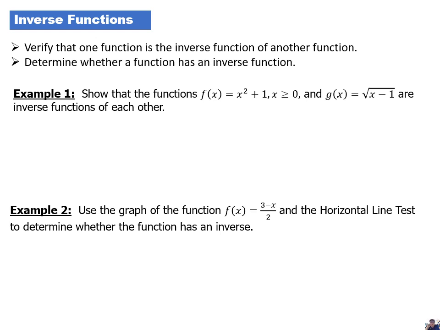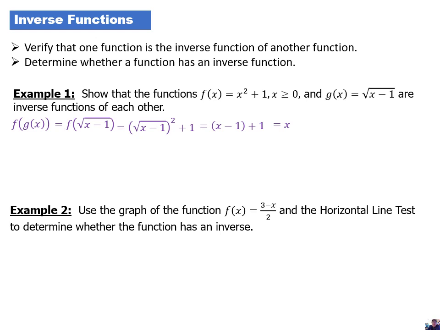So we have two functions here. For example 1, f of x equals x squared plus 1 for x greater than or equal to 0, and g of x equals the square root of x minus 1. We want to show that they're inverses of each other. So we do the composition f of g of x. So f of the square root of x minus 1, or the square root of x minus 1 quantity squared plus 1. Start simplifying, we get x minus 1 because the square and square root cancel, plus 1. The 1's cancel and we get x.